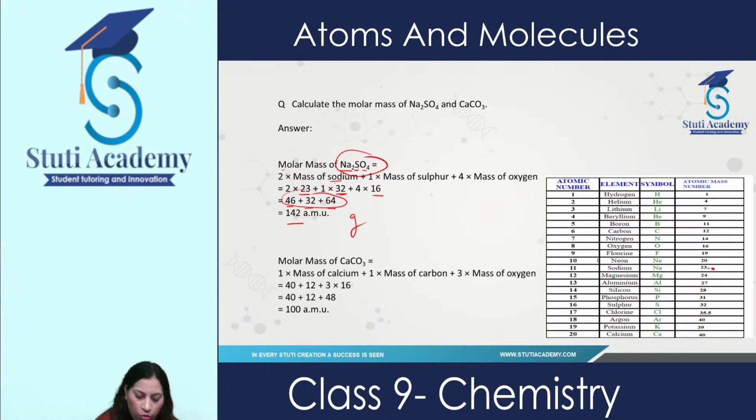If you find out the molar mass of calcium carbonate, again the same method you'll use. Mass of calcium, mass of carbon, mass of oxygen, and just see how many of them are present in numbers. So simply write down here, 1 into 40 plus 1 into 12 plus 3 into 16, and we'll get the answer 100. So we'll write this molar mass as 100 grams. Okay. So this is how you'll find out the molar mass.